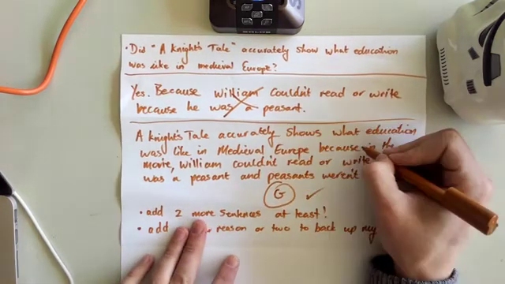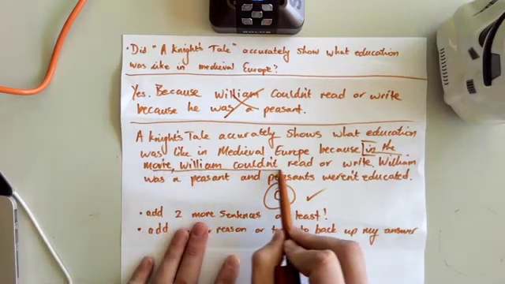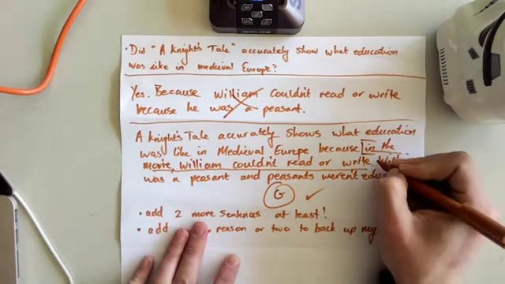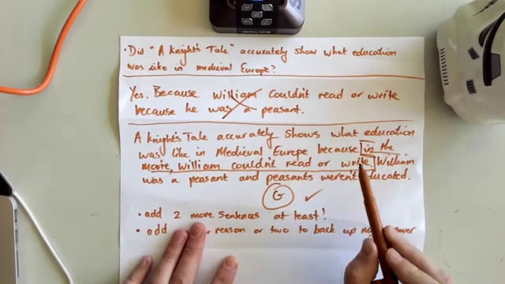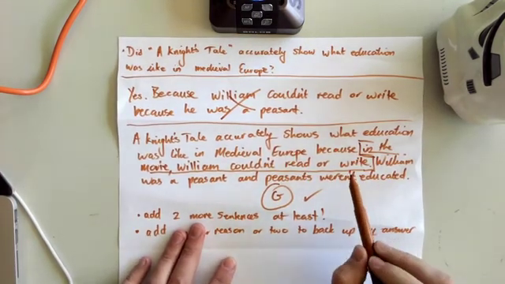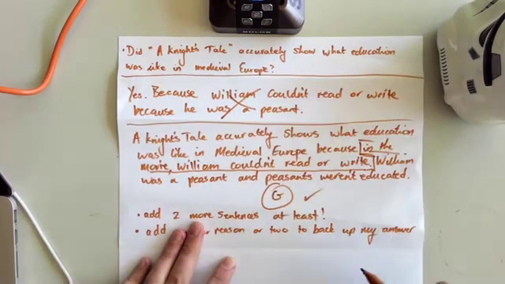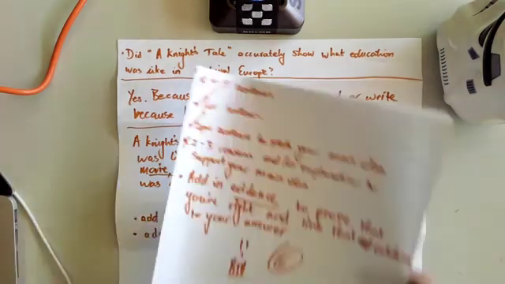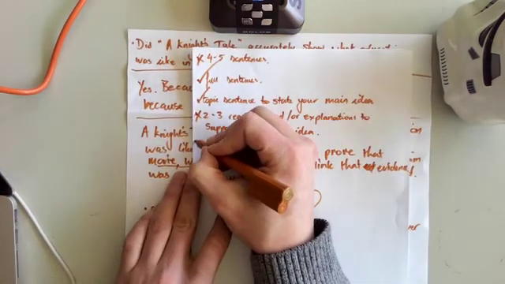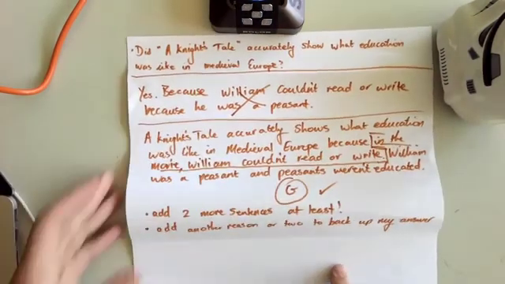I've said, in the movie, William couldn't read or write. That's evidence because it's something that I've taken directly from the movie, which is what this question is relating to. So I can use that as evidence. So I've done that, I just haven't done it well.